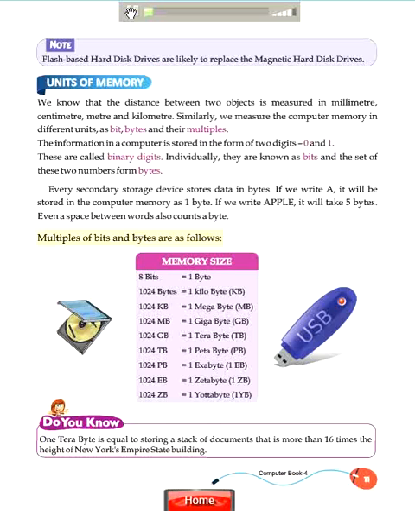Units of memory. We know that the distance between two objects is measured in millimeters, centimeters, meters, and kilometers. Similarly, we measure the computer memory in different units, as bits, bytes, and their multiples. The information in a computer is stored in the form of two digits, 0 and 1. These are called binary digits. Individually, they are known as bits and a set of these form bytes. Every secondary storage device stores data in bytes.